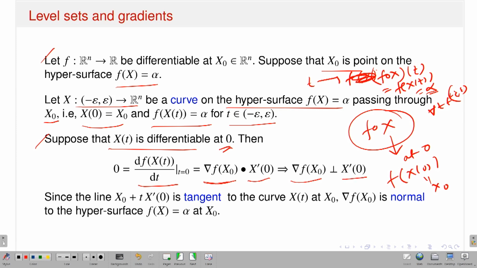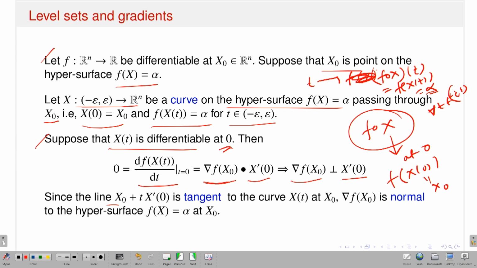So that means if I have a function, say from Rn to R, and I am given an alpha, and I consider the level surface f of x is equal to alpha, and I consider a curve on the level surface passing through the point x naught, and I assume that the curve is differentiable at the point 0, then using the chain rule I am concluding that the gradient vector of f at the point x naught is orthogonal to x prime 0.